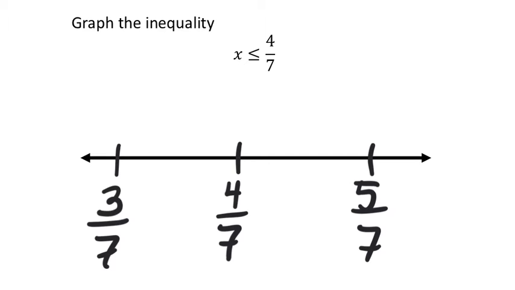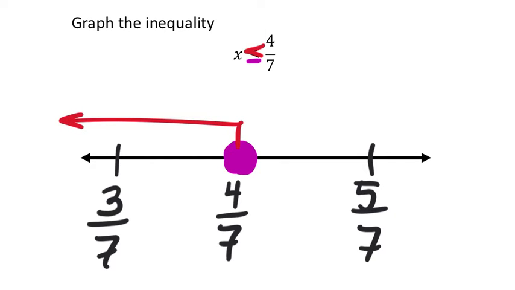Well, for this one, once again, we've got the equal part of the inequality, which means at 4/7 I will have a closed circle. But this inequality is not eating the x, which means the line needs to go to the left. So I did this line a little different, but it's the same thing.